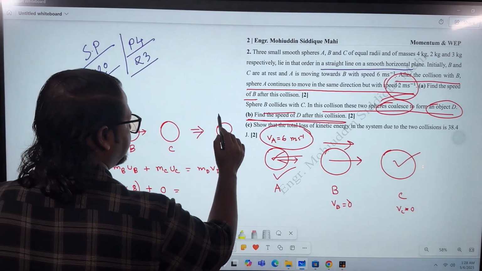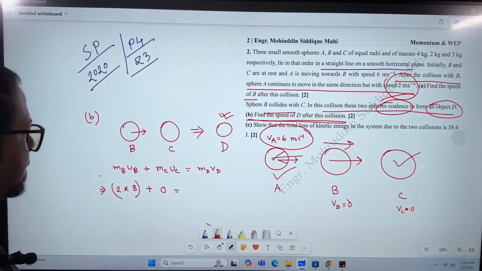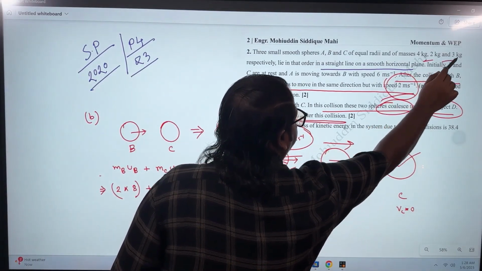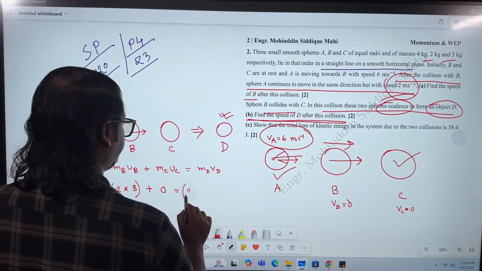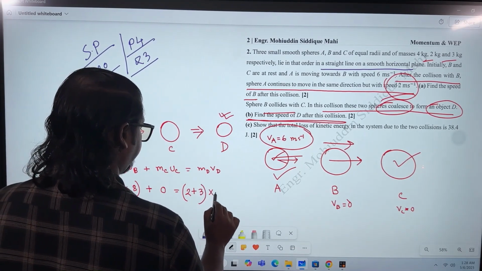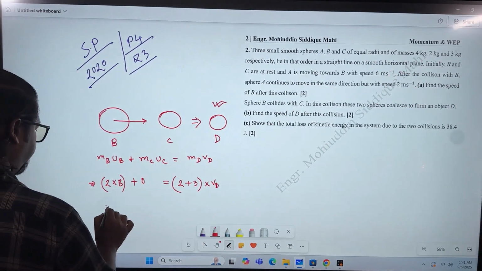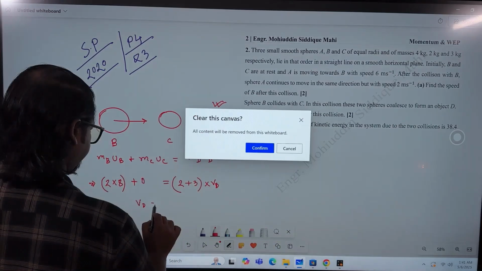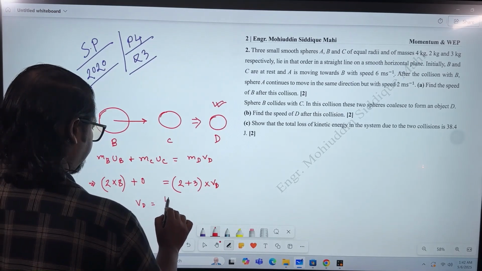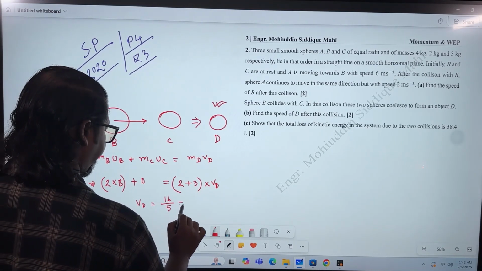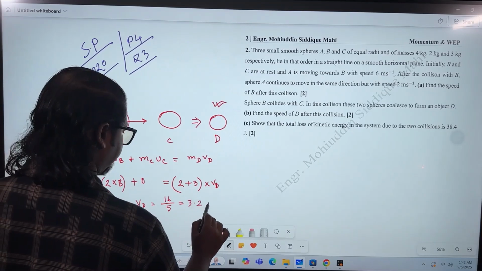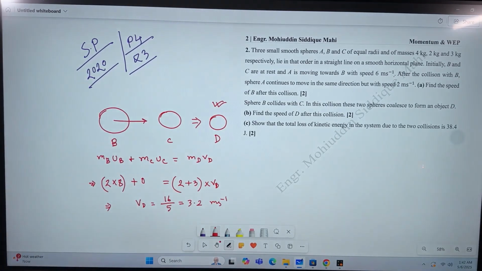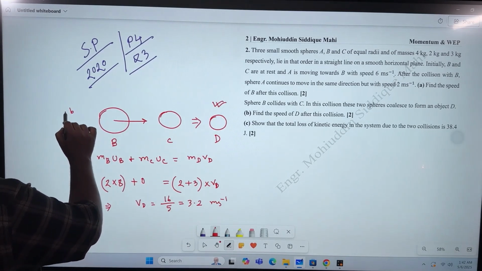And D is actually the combined object of B and C. So we need to add mass of B and mass of C, 2 plus 3. So the speed of that combined object D will be 16 by 5, 3.2 meter per second. Okay, so that's B. Let's move on to question C.